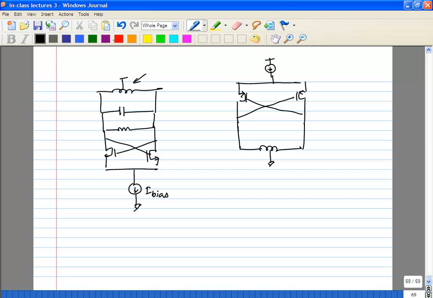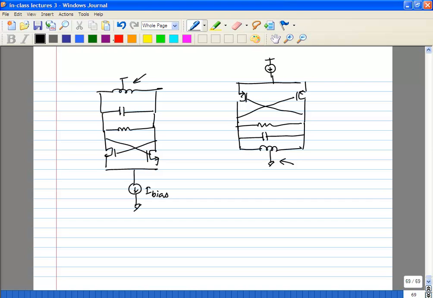So the center tap goes to ground. Something like this. You can have a PMOS version. And again, similarly, the bias can even go here. Doesn't matter much. Okay, well, it does matter, but to the first order, it doesn't matter much.